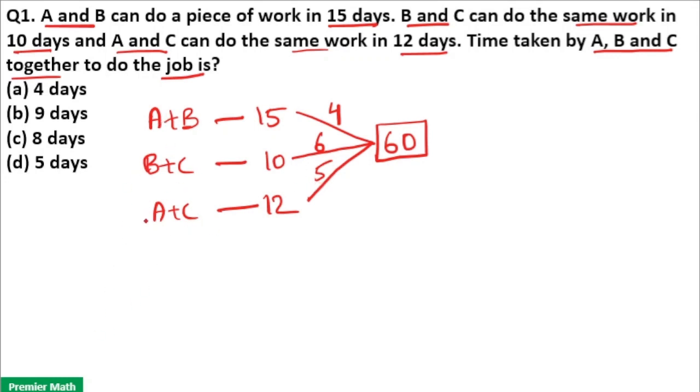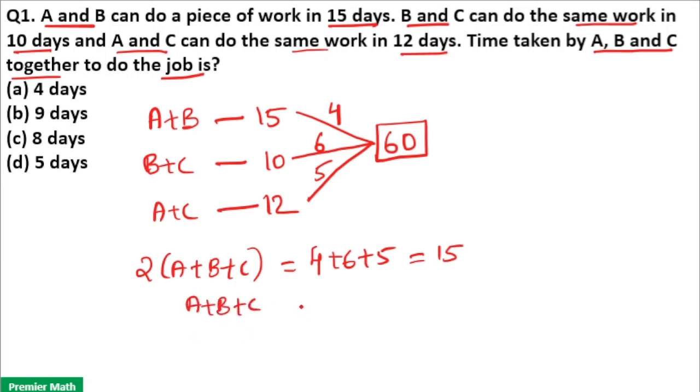Here, add A, B, B, C, A, C together. There is 2A, 2B and 2C. That means 2 into A plus B plus C. Efficiency is here 4 plus 6 plus 5. AB efficiency 4, BC efficiency 6, AC efficiency 5. If you add all these together, there is 2 into A plus B plus C, which is equal to 15. That means efficiency of A plus B plus C is 15 by 2, which is equal to 7.5 unit.